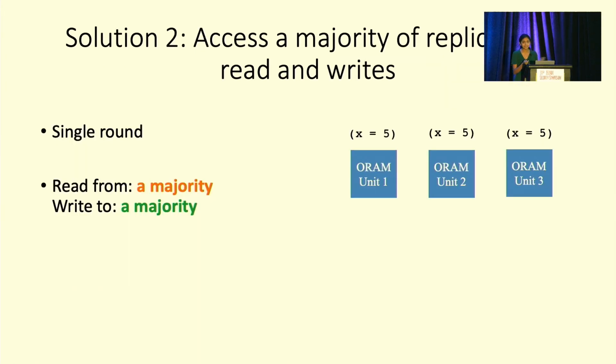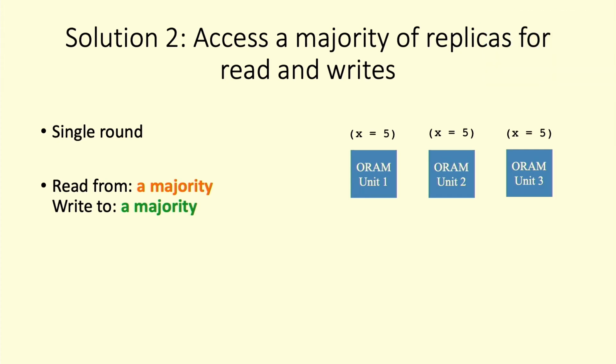And so let this be the second solution, where read operations access a majority and write operations access a majority of the replicas. Now, to see the issue with this solution, let's take an example where all three units store an item X whose value is 5.